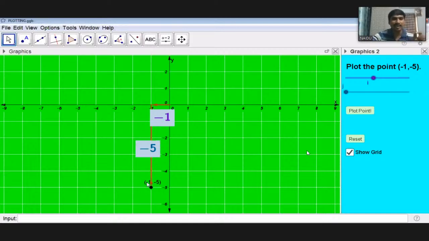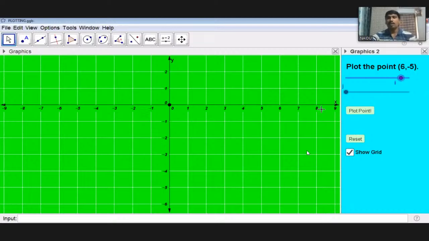So as I said already, we have to start from the origin, and if x is negative, negative direction of x-axis, if x is positive, positive direction of x-axis. Suppose if y is positive, we have to move in the positive direction of y-axis. If y is negative, negative direction. So finally where it stops, that will be the position of that particular point. I think it is clear. Now I am going to change one more.